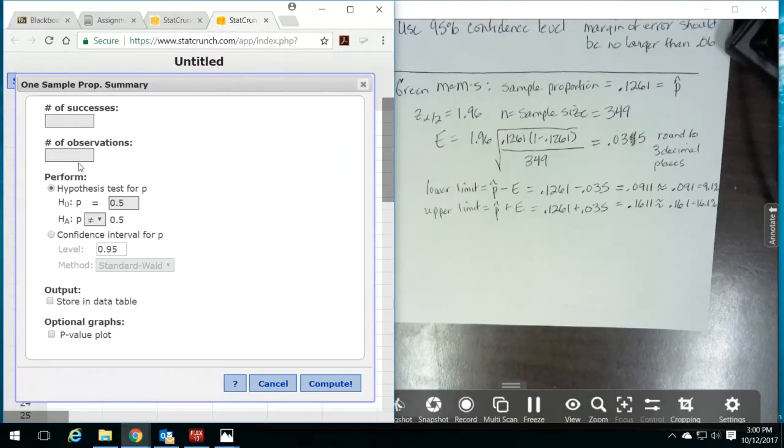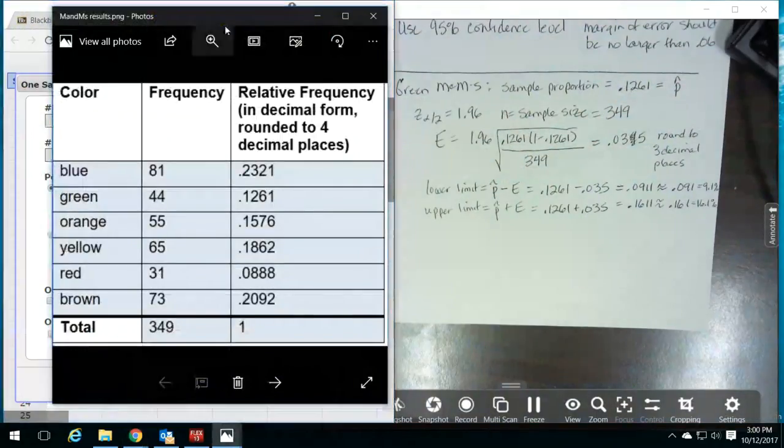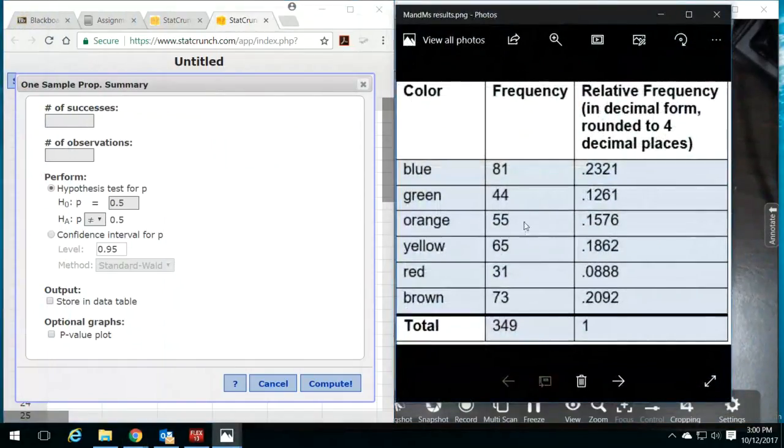Okay, so for this, I need my number of successes and my number of observations. So number of successes, in this case, would be the number of green M&Ms I had. And here we're not dealing with a proportion, we're dealing with the actual number. So if I go back to my data over here, my actual number of green M&Ms was 44, so that's my number of successes. By number of observations, they mean the sample size, so for me that was 349.